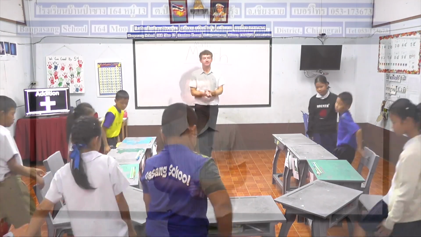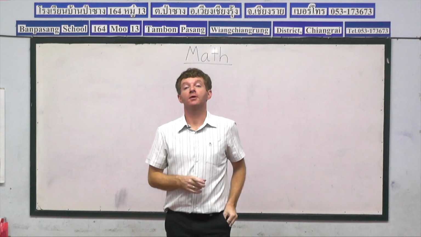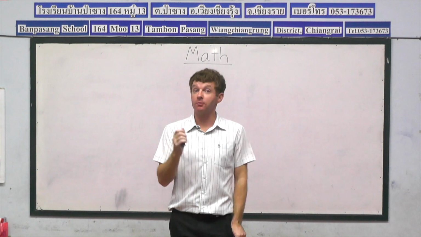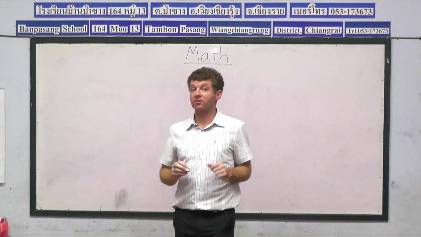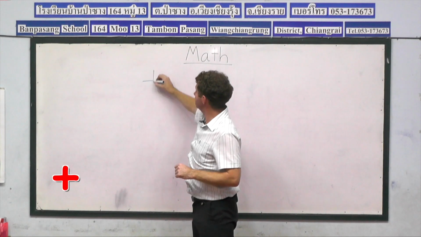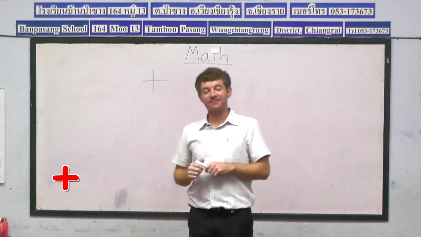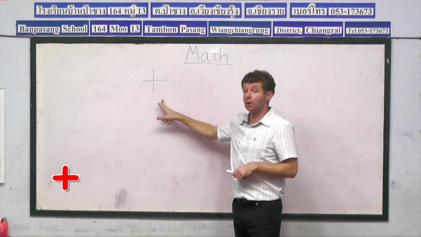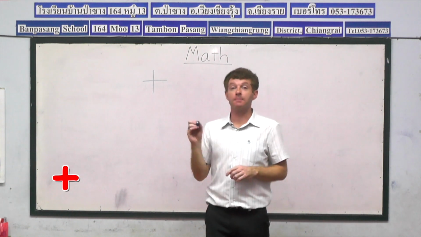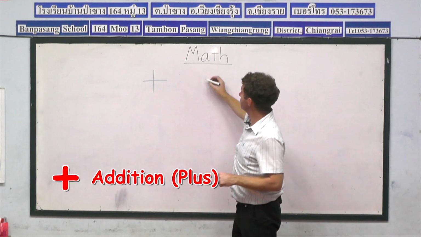Excellent. Have a seat. Okay, so in today's math class, we're going to look at a particular type of symbol that we use in math. And I'm going to draw it on the board. Now, who can tell me, guys, what does this symbol represent? Addition. Excellent. It's a symbol we all know already because we use it in math quite often. This symbol represents addition. So let's write that word on the board too.